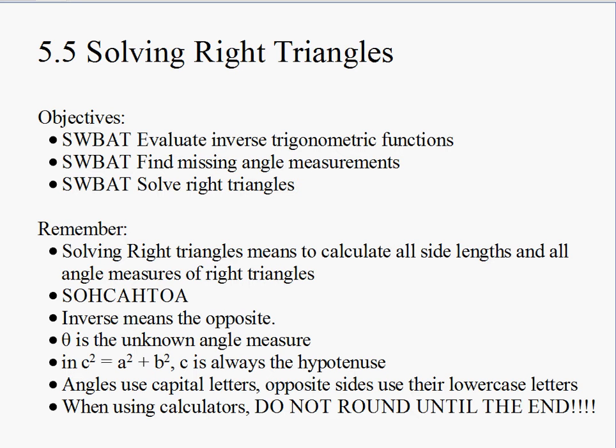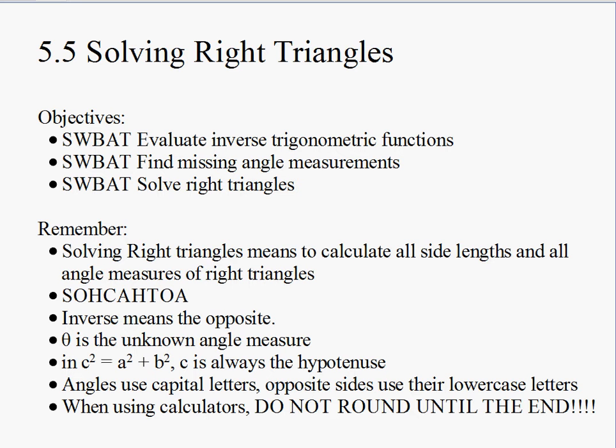5.5 is about solving right triangles. Okay? So basically, we're taking 5.2, 5.3, 5.4, we're putting them all together, and we're going to take a right triangle and solve the whole shebang. So the objectives here, there's three things you need to be able to do in this lesson. Students will be able to evaluate inverse trigonometry functions. You don't know what that is? I'll share with you in a second. Students will be able to find missing angle measures, inverse trig functions, wink wink. And finally, students will be able to look at the title, solve right triangles.